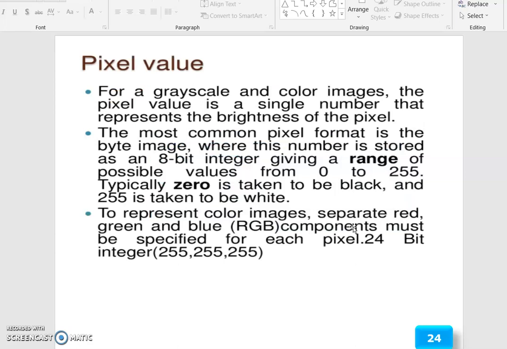For grayscale and color images, the pixel value is a single number that represents the brightness of the pixel. The most common pixel format is the byte image, where this number is stored as an 8-bit integer giving a range of possible values from 0 to 255. Typically, 0 is taken to be black and 255 is taken to be white. To represent color images, separate red, green and blue (RGB) components must be specified for each pixel, for example 24-bit integer 255, 255, 255.